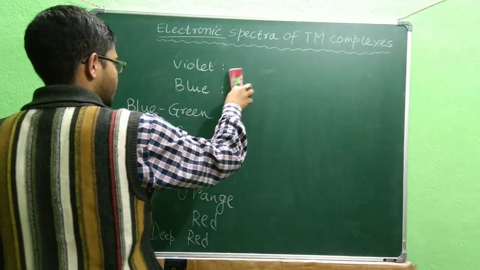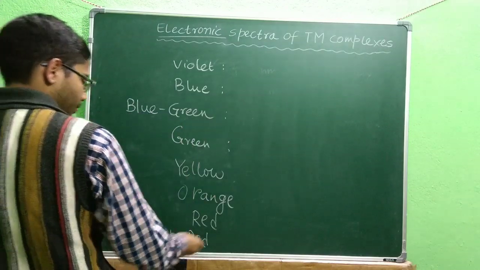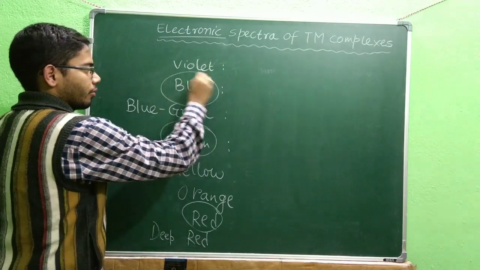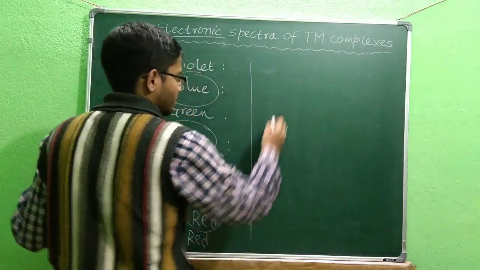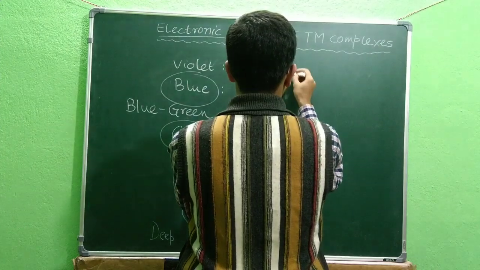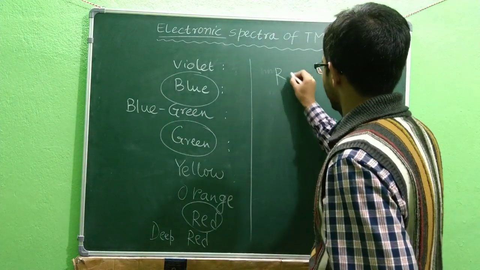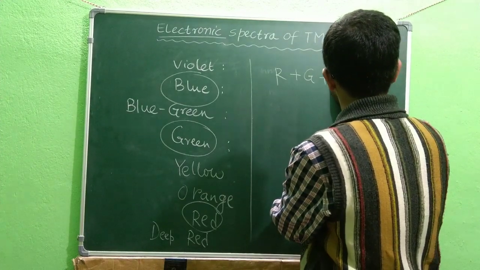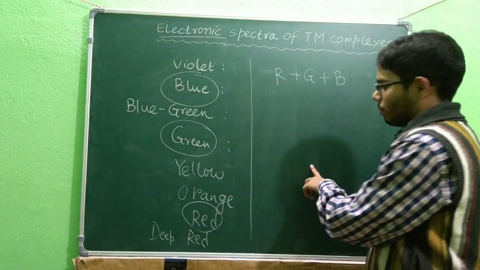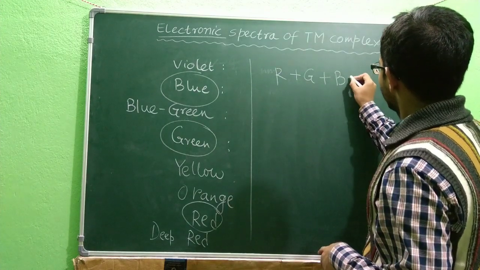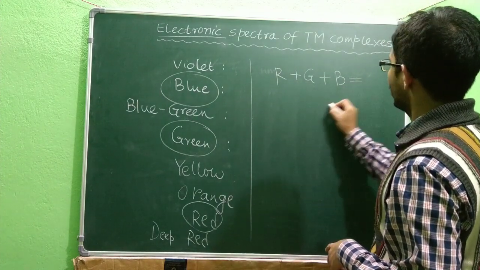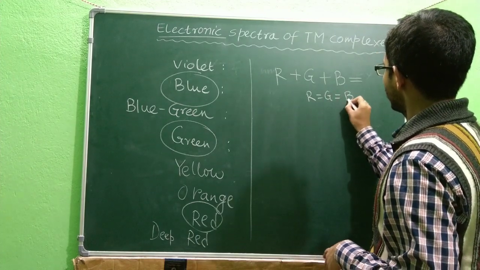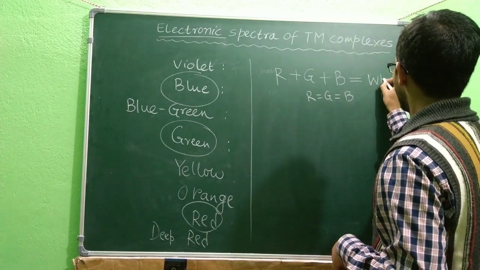So which are the basic colors? Your basic colors are red, green, and blue. R stands for red, G stands for green, B stands for blue, and if you have an equal amount of R, G and B, then you will get white.